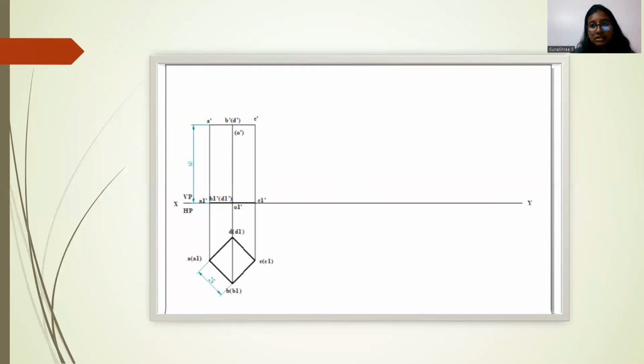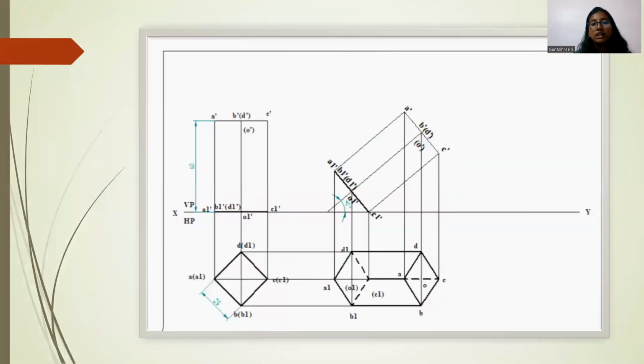He's saying that the axis length is 60 mm. From the XY line, mark a 60 mm line and mark the points as A dash, B dash, D dash, C dash. After constructing this, he has mentioned in the question that the angle to the HP is 45 degree. So construct a 45 degree line, and place the A1 dash, B1 dash, D1 dash and C1 dash line on the 45 degree line such that the center O1 dash lies on the 45 degree line.